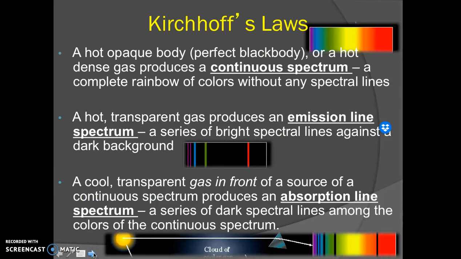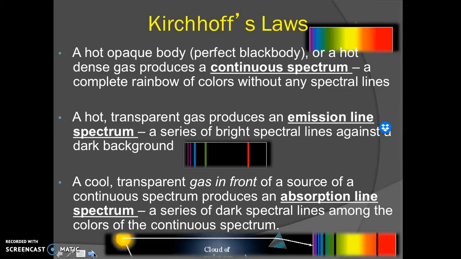So to summarize, we have what we call Kirchhoff's laws. A continuous spectrum is made from any kind of hot, opaque body, which we call a perfect black body, in this case like an incandescent light bulb or our sun, and we'll talk about black body radiation in the next video. All you'll get is a complete spectrum of colors without any spectral lines, the continuous spectrum.